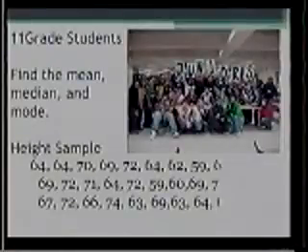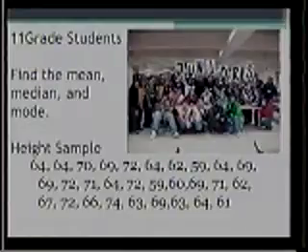Now again, let's take this sample that we've collected from the junior class and find the mean, median, and mode.